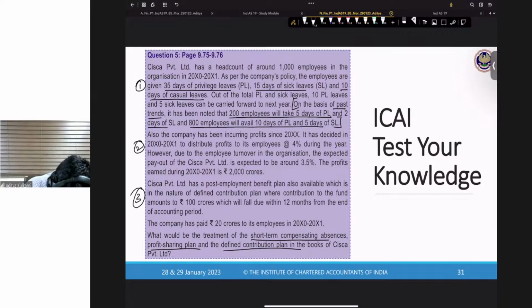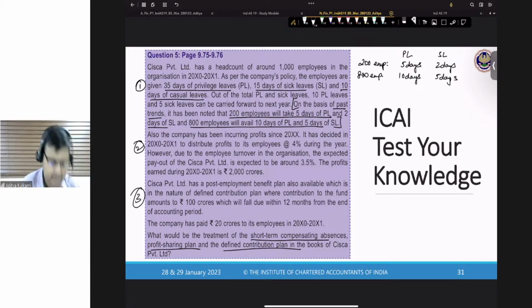So I am having the first category, 200 and 800 employees. The 200 employees in the future are going to take how many privilege leaves? 5 days. And if I talk about sick leave, they are going to take 2 days of sick leave in the future. This is the data that they are having with themselves. For the remaining 800 employees, they will avail 10 days of privilege leave and 5 days of sick leave in the future. So this is how you are going to avail the leaves in the future. 200 employees, 5 days privilege, 2 days sick leave; 800 employees, 10 days privilege and 5 days sick leave.